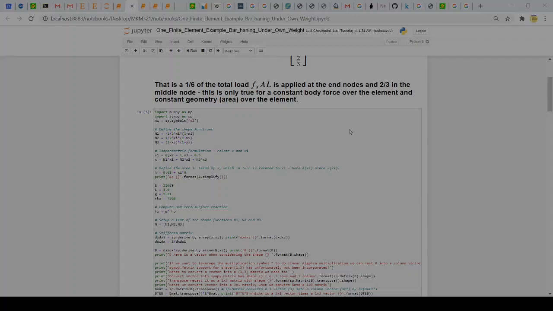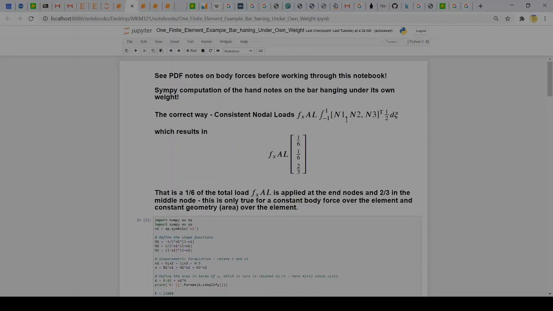Okay, so what I want to do is just quickly work through the bar hanging in its own weight example, so that we can just highlight one or two things. I just want to show you what happens if we mess up this consistent node loading. If we just put in our own values or our own split, 1/3, 1/3, 1/3, or a quarter, half, a quarter, and you don't do it properly on a method, I just want to show you what the implications are.